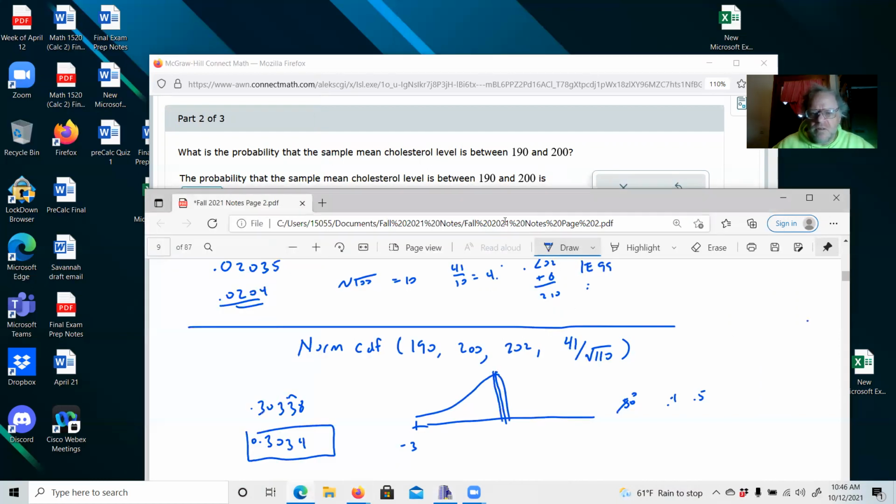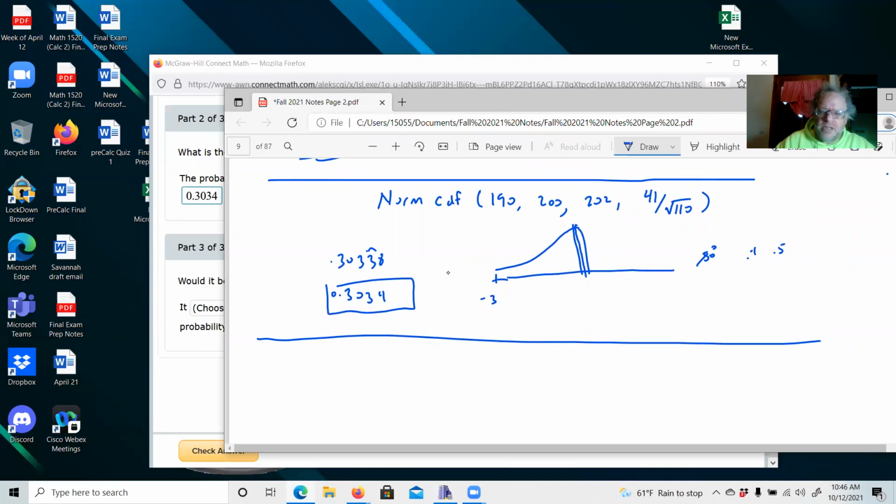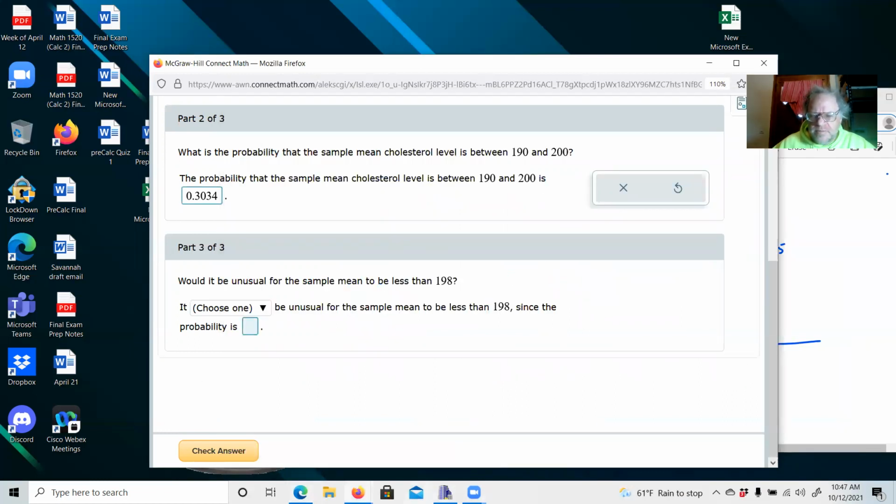Would it be unusual for a group to have less than 198? What's the probability that X bar would be less than 198? So we're going to do norm CDF. Pick a small number. 0 is a small number for this group. 198. Average is 202. Standard deviation, about 4-ish, so 41 over the square root of 110.